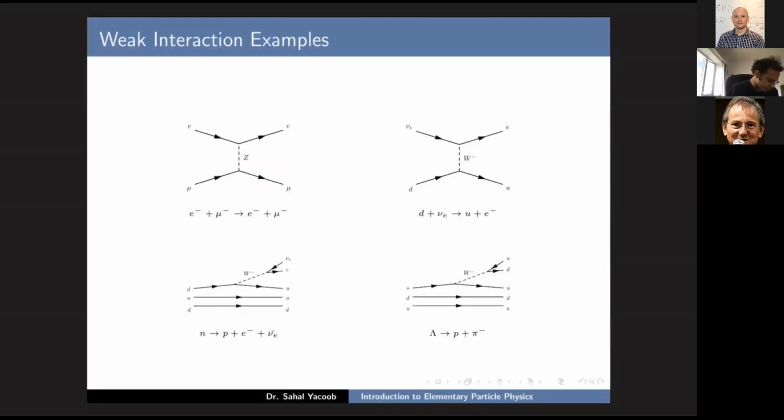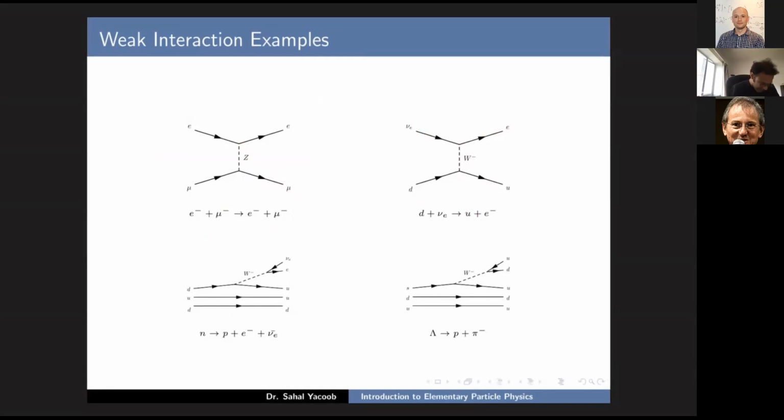And of course, just like with the QED vertices, as we rotate them, the meaning of the interaction changes. So here we have a few weak interaction examples: an electron and a muon bouncing off each other, just like we've been considering in QED with the photon. That can also happen with the Z boson. Here we have a down quark interacting with an electron neutrino to give us an up quark and an electron.